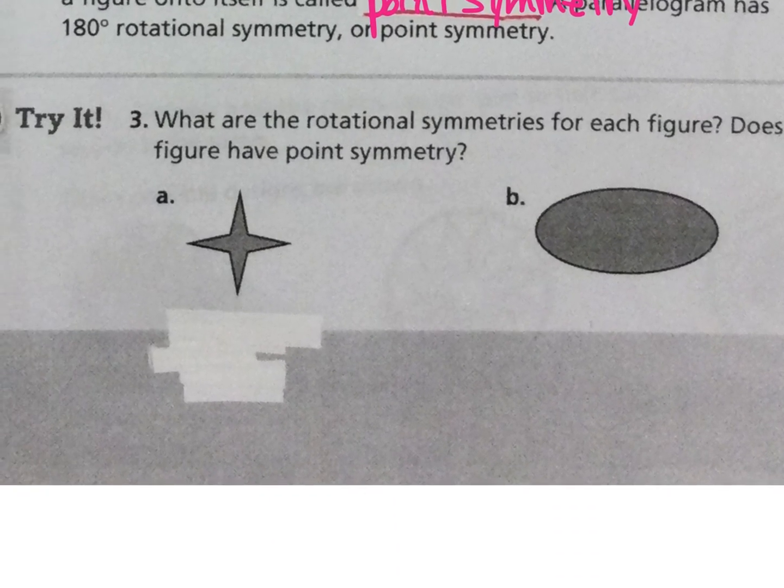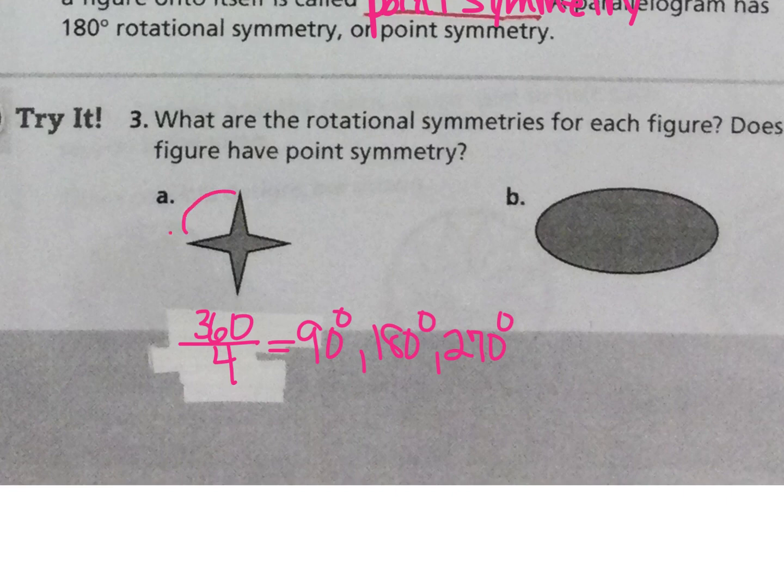So here we have 4 points. So I'd say 360 degrees divided by 4 is going to give me 90. 90 plus 90 would be 180. Plus 90, let's do 270. So I could rotate that 90 degrees, I could rotate it 180, and I could rotate it 270 degrees, and you would never know that I rotated it. This shape has 180 degree rotational symmetry.